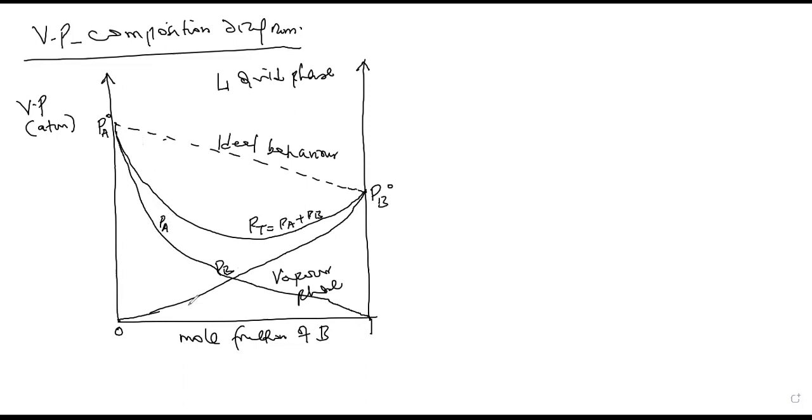This line is for PA, this one is for PB. So what does it mean? This phase diagram shows that addition of liquid B to A results in the decrease of vapor pressure exerted by the solution due to the stronger intermolecular forces formed between the unlike molecules. The moment you add liquid B to liquid A, the vapor pressure of the solution is going to reduce, and that is as a result of the stronger intermolecular forces formed between the unlike molecules B, A.